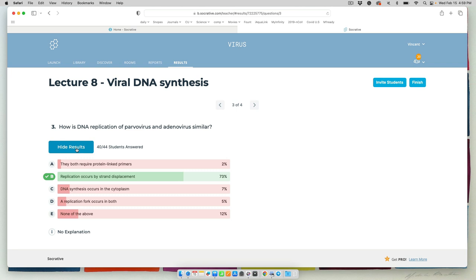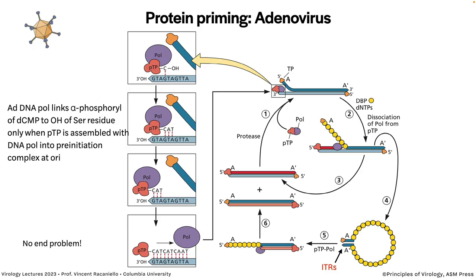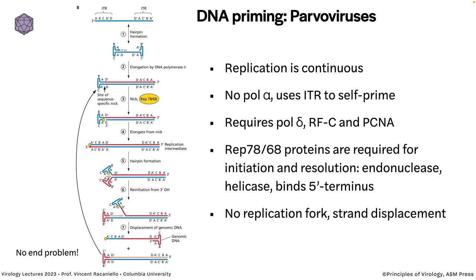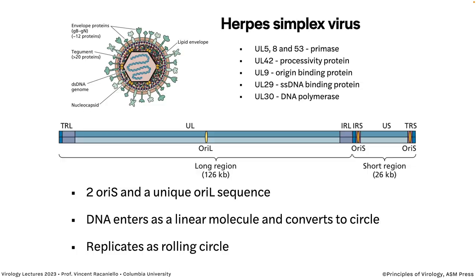And so let's take a look, because a lot of you didn't get this. Protein-linked priming for adenovirus, strand displacement. And for parvoviruses, DNA primer, right? The 3' end of the viral DNA that's base paired with itself is the primer, and also strand displacement. So strand displacement is what they have in common.